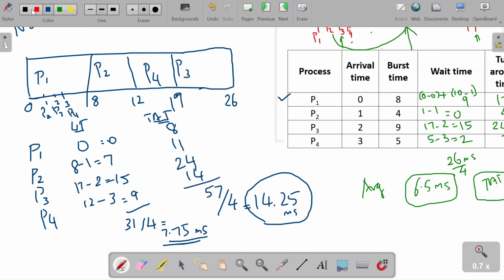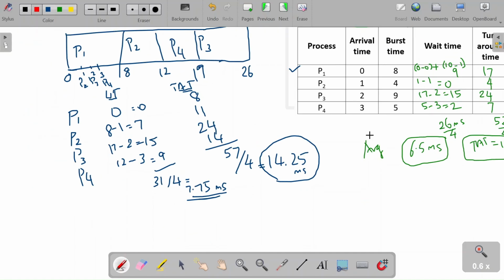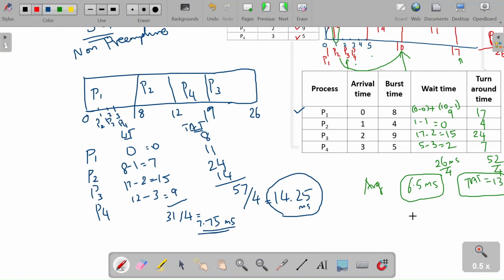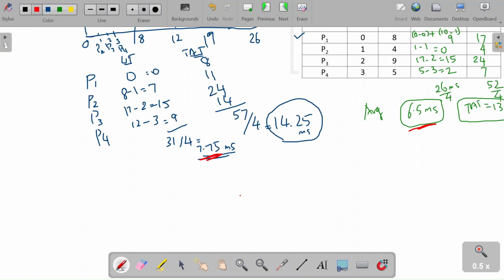So when we compare, this is the preemptive version and this is the non-preemptive version. Preemptive versus non-preemptive: in the preemptive version, the average wait time is 6.5, but in the non-preemptive version, it is 7.75. So we can understand that between SJF and SRT, shortest remaining time, the average wait time is lesser in shortest remaining time than in shortest job first. It is the non-preemptive version versus the preemptive version.